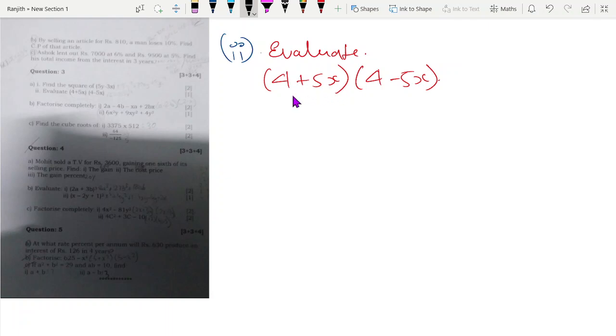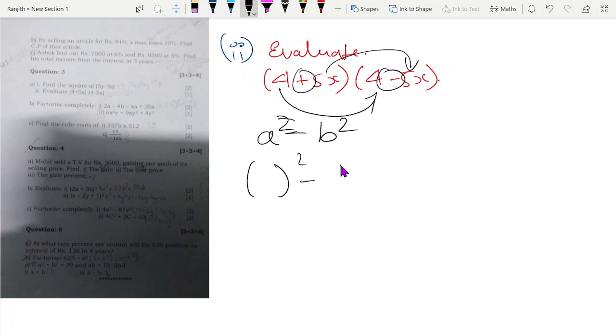So we use the grouping method. a square minus b square. Grouping method. Very good. Whoever answered that, very good. The first value and the last value is the same, and we have plus and minus. a square minus b square. What is a? 4. What is b? 5x.